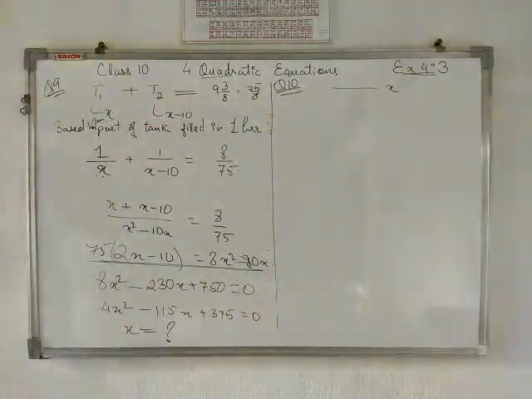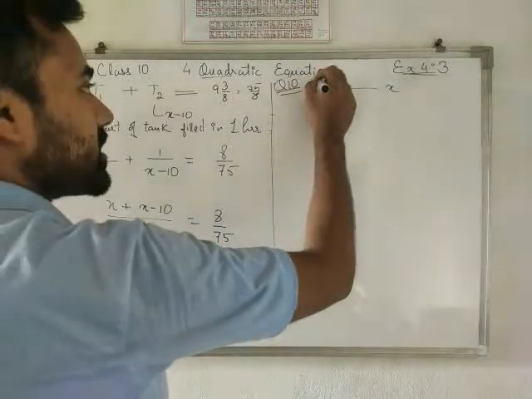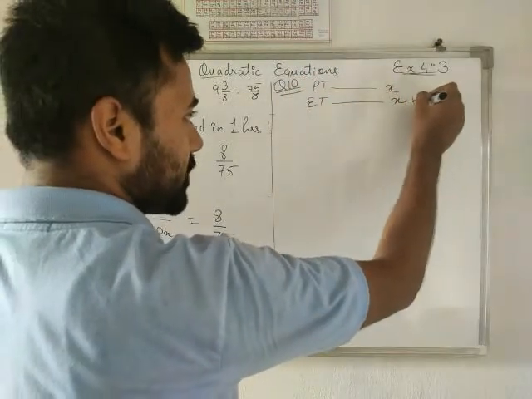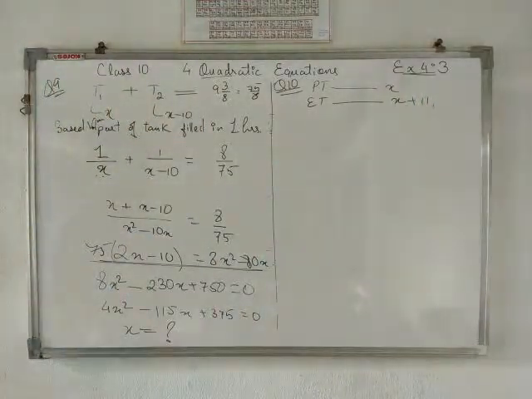क्या ट्रेन था? पैसेंजर ट्रेन. पैसेंजर ट्रेन x पे जा रहा है, एक्सप्रेस ट्रेन जो है वो x plus 11 पे जा रहा है. Obviously यहाँ तक तो कोई प्रॉब्लम नहीं है. Again here we will do one thing. We will do what here?